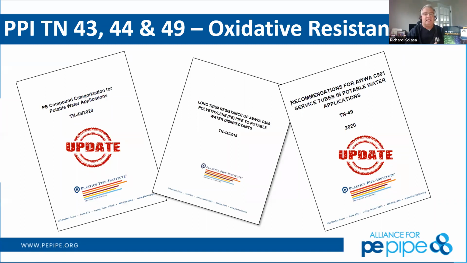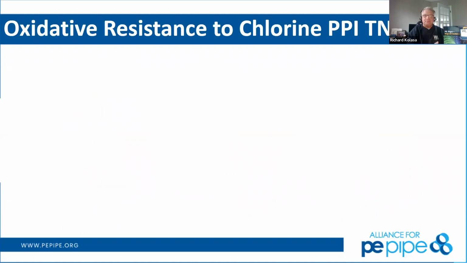So you can see that the TN43 and the TN49 were both updated, and the TN44, which was 2015, was the document put out of really how it was recognized, and then how the C906 incorporated these disinfectant aspects into it. Next slide, please. Perfect.